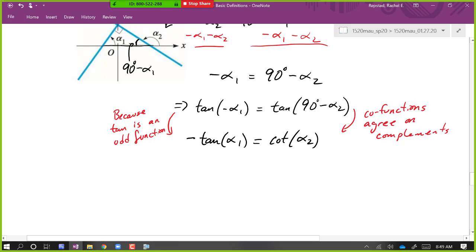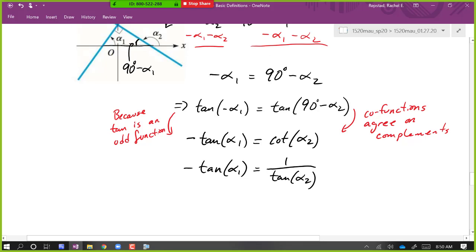I'm going to rewrite the right side one more time because cotan and tangent are reciprocals. So minus tan of alpha 1 is equal to, if cotan's the reciprocal of tangent, that means we could rewrite that right side as 1 over tan of alpha 2. And now we are almost done. Now we're ready to use that connection between slope and inclination.